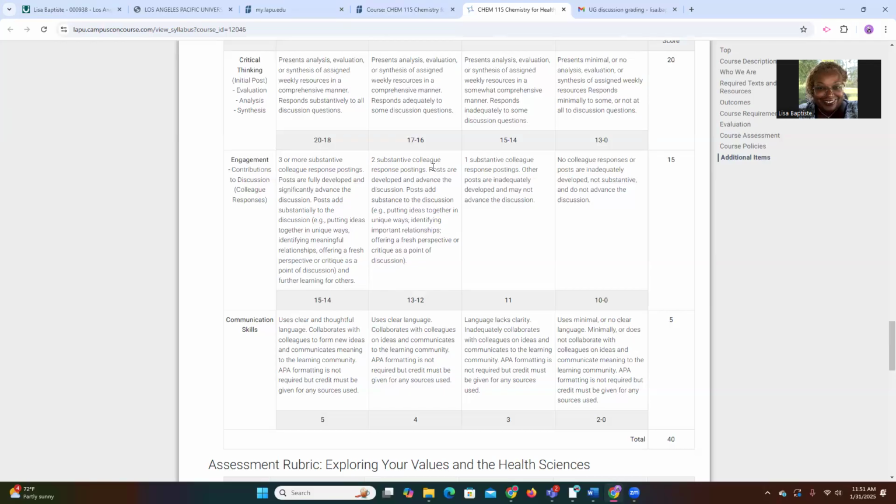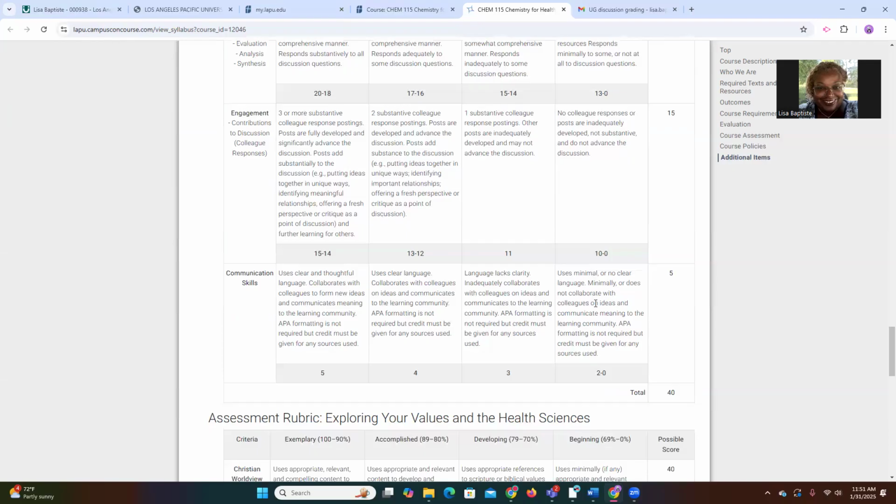If you have 2 posts, then you start to lose points. With 1 post, you lose more points, and then there's no responses, or your posts are inadequately developed. If you don't respond at all to your peers, you will get a 0 for that category. But say you respond to your peers but you don't have anything that will further the discussion, then you get some points for that, but not the full amount.